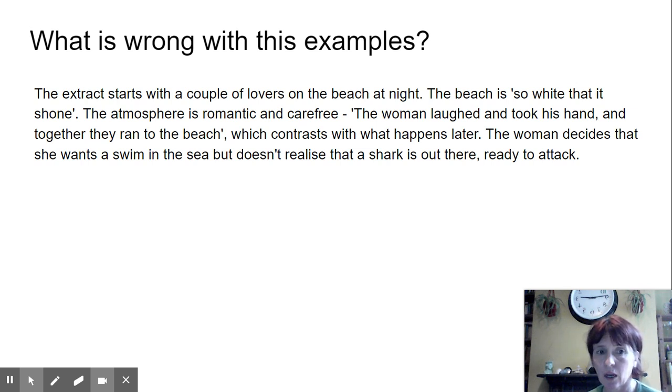So, have a think, maybe have a chat in the chat room about what's wrong with that. I'm hoping you have noticed that it's not really analysing structure. It's just sort of saying what happens in the story. It is running through the story, putting in a few quotes from the story, not analysing, not really saying what the structural features are and why they have been used.